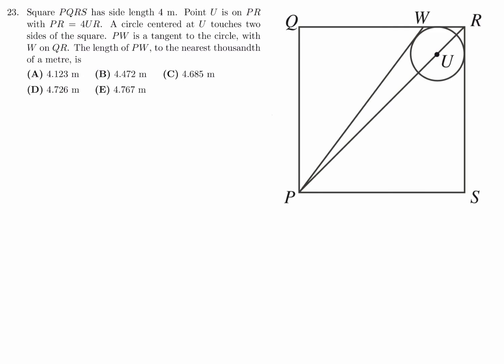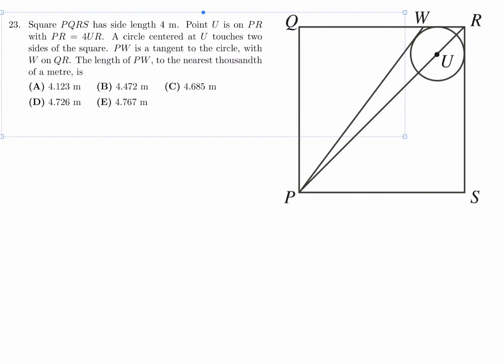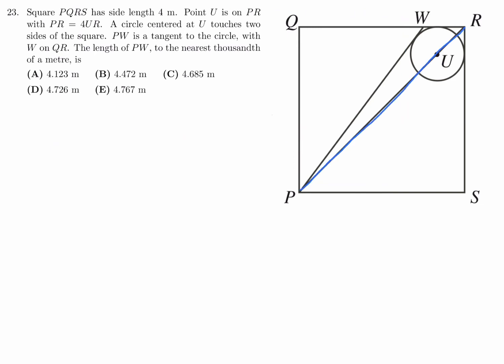In a step-by-step way, let's try to figure this question out. The first thing I want to do is figure out the length of PR, so this distance all the way across. PR squared, I can use Pythagoras, is 4 squared plus 4 squared, because they tell me that the side length is 4. So PR squared will be 32, and therefore PR is root 32, which is also equivalent to 4 root 2.